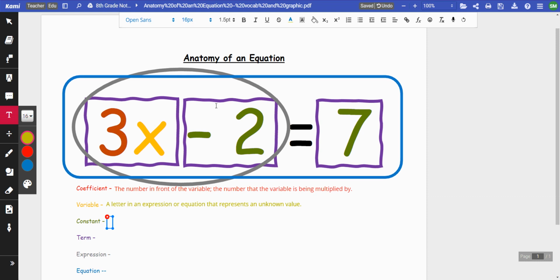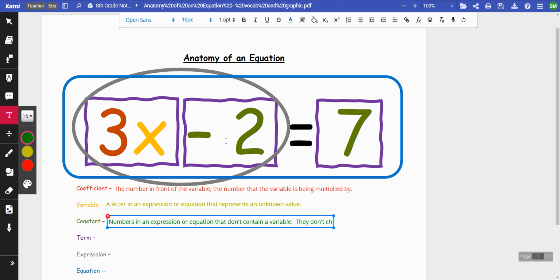All right, the constants in this equation are these green numbers. And constant means it doesn't change. It stays the same. It's always there. And these constants are just numbers. They're not going to change depending on what the value of the unknown, a variable, is. So constants are numbers in an expression or equation that don't contain a variable. They don't change. They stay the same.